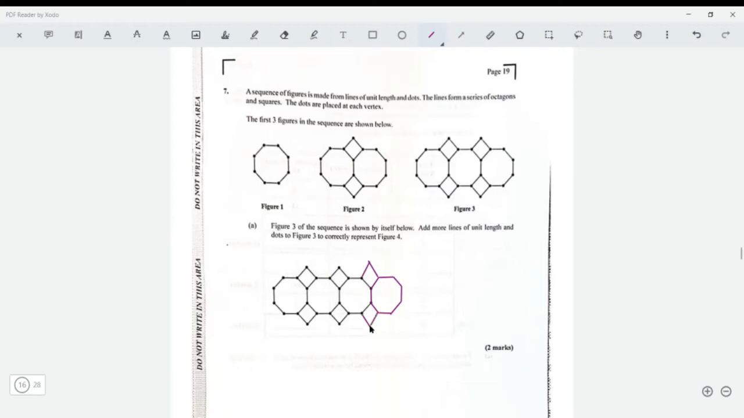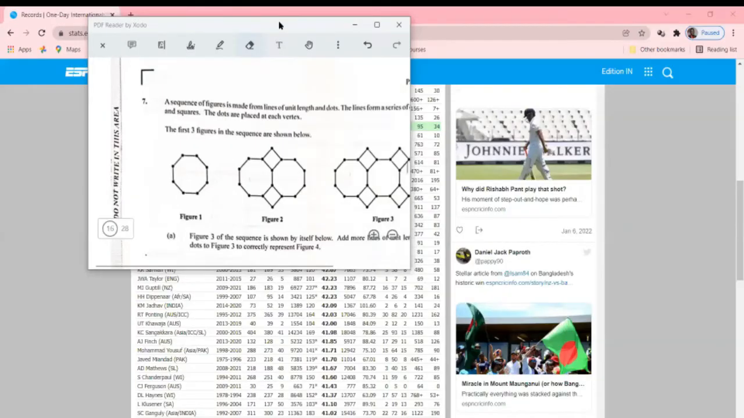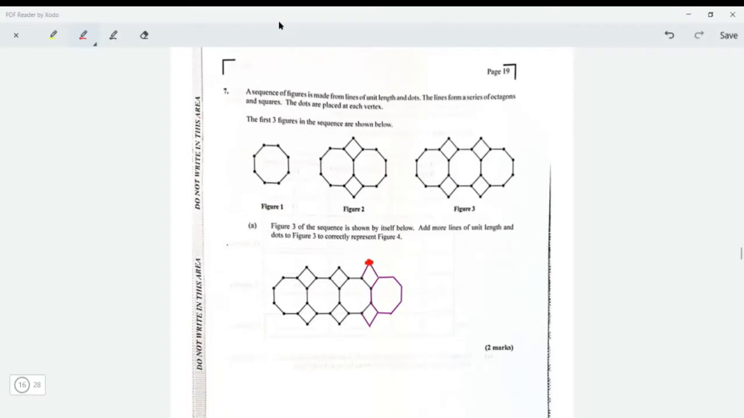So this is what we have, and I'm just going to put on all the dots now. So putting on all the dots, this is what it's going to be. 1 dot here, 1 dot here, 1 dot here, 1 dot here, 1 dot here, 1 dot here, 1 dot here, 1 dot here. Remember, there's dots here and here. So that's how figure 4 would look, and that will give you 2 marks.